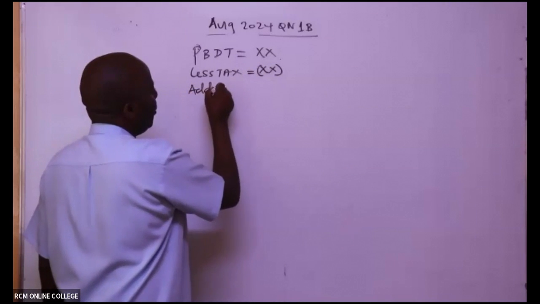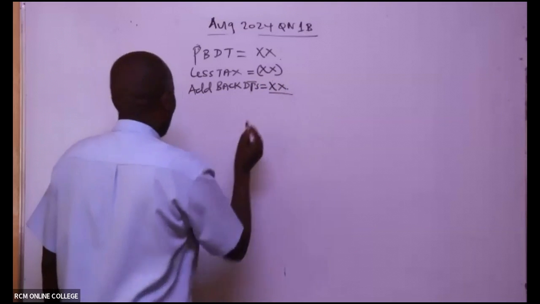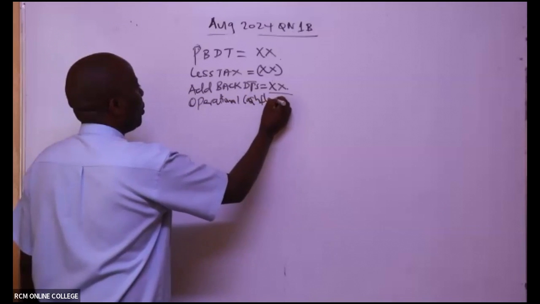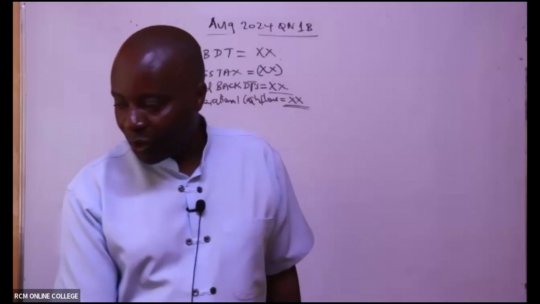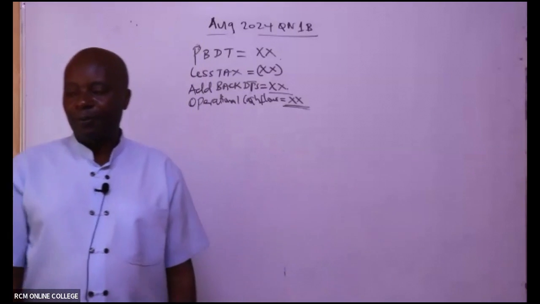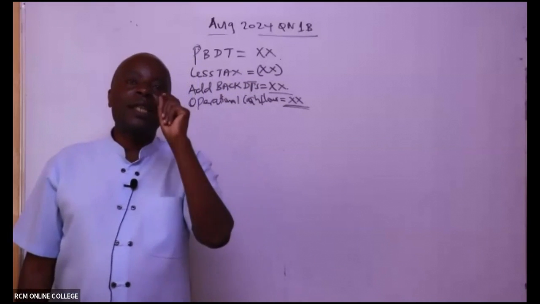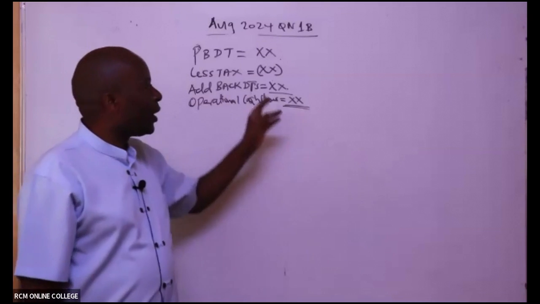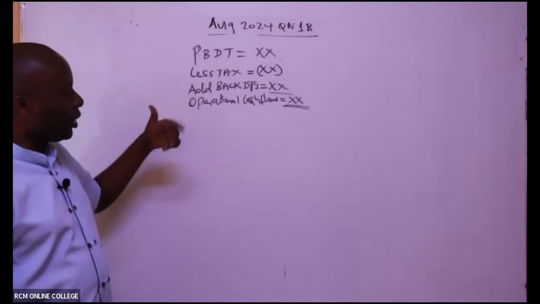And then you add back depreciation tax shield to get what we call operational cash flows. All right. So whenever you see the examiner giving you sales, variable cost, fixed cost, etc., at the end of the day, we don't discount revenues. At the end of the day, we shall work with cash flows. And how do we generate them? This is the approach I would want you guys to be taking. We take profit before depreciation and tax, the figure given, or the one that you derive. You less tax, add back the depreciation tax shield, and then you get what we call operational cash flows.